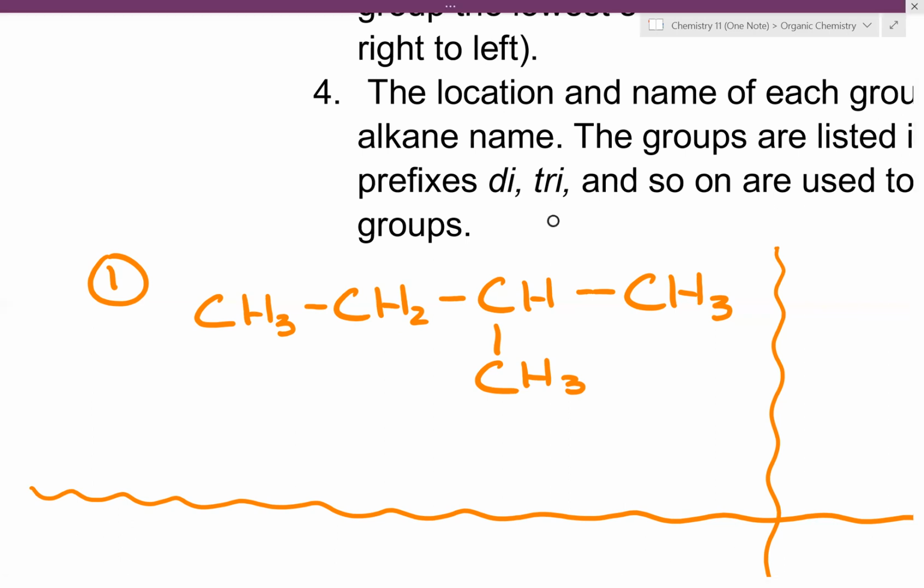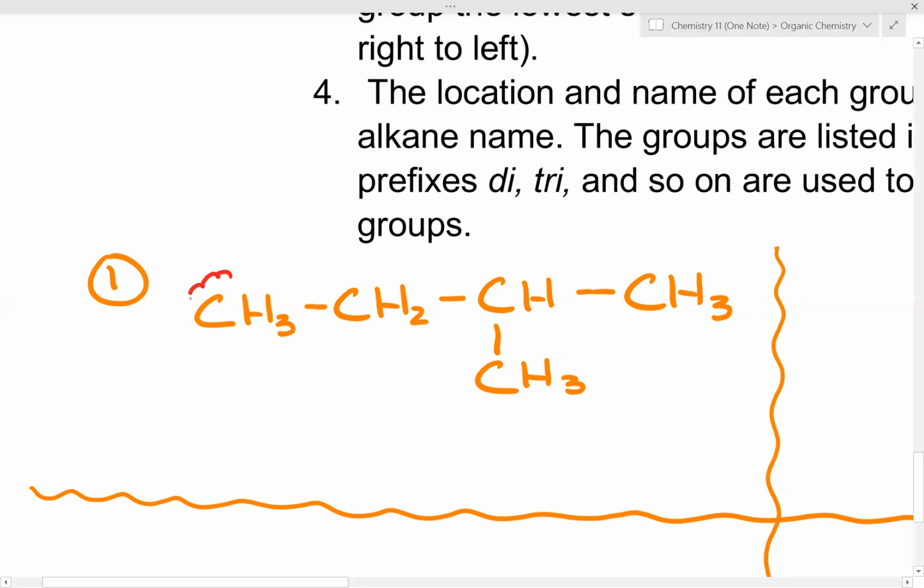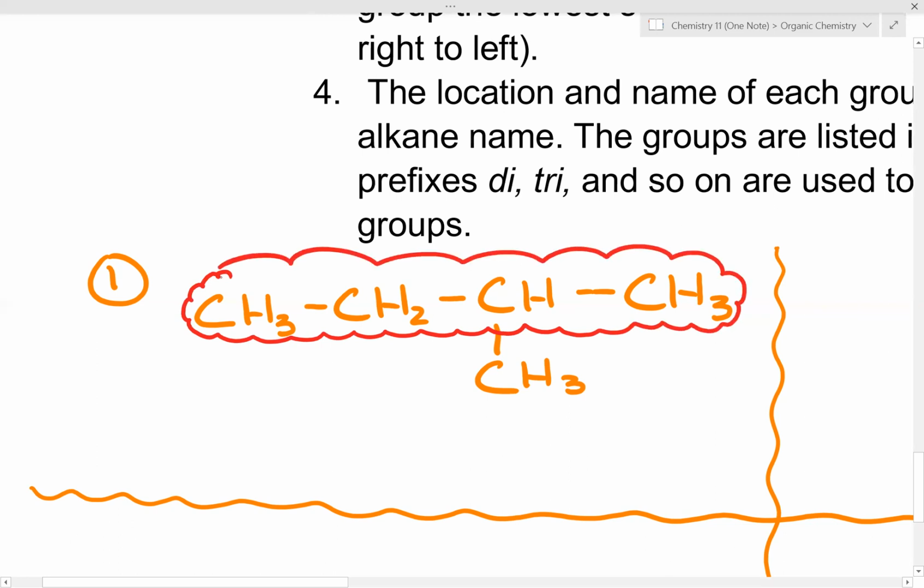So here, if this is my longest chain, I have 4 carbons. So what's the root name for 4 carbons? Butane. That's right. So this will be, I'm just going to color code it, butane. This looks like a big turd.